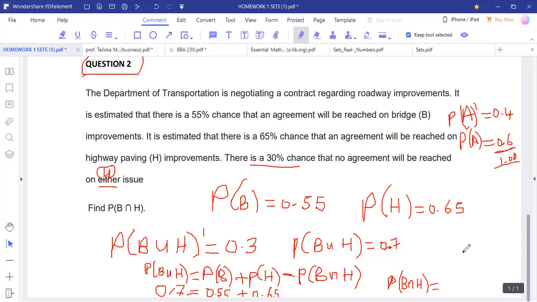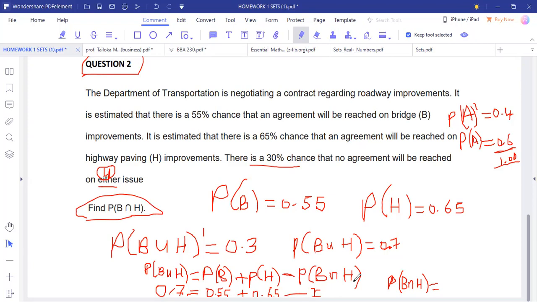So we are making B intersection H the subject of the formula. That's the question: it says find B intersection H. So our B intersection H will be what? It will be 0.55 using the algebra. When the other variable crosses the equal sign, you can say minus X here, because we don't know this value, so minus X on the other side. I'm sure you are together, not so? So we can solve for X there, right?